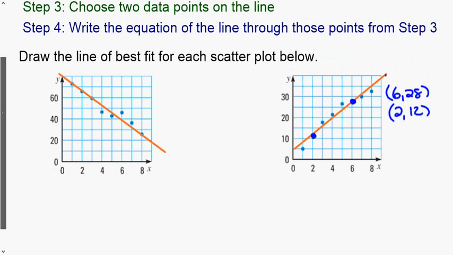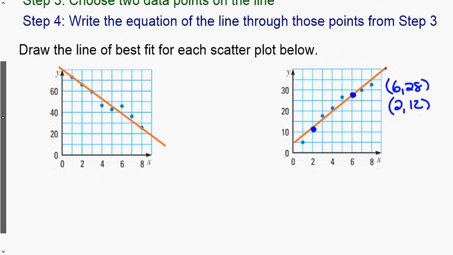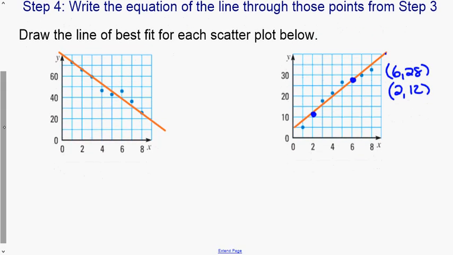Step 3, choose 2 data points on the line. We just did that. Write the equation of the line through those points. Now, you may recall all the way back in chapter 2, we talked about writing the equation of a line through 2 points. So the first thing we need to do is find the slope between the 2 points. Again, y2 minus y1 over x2 minus x1.